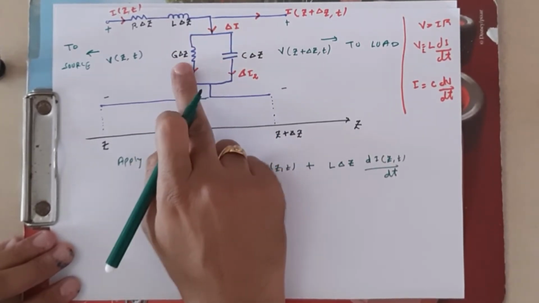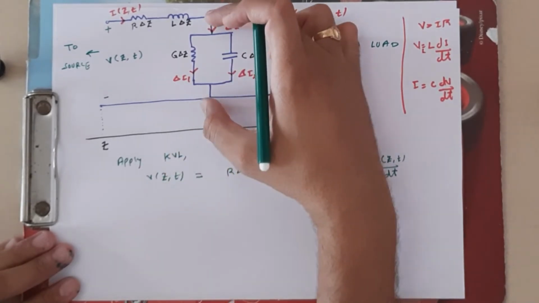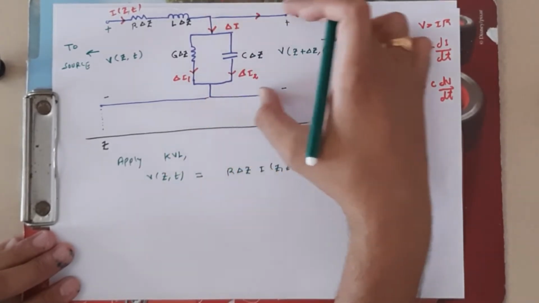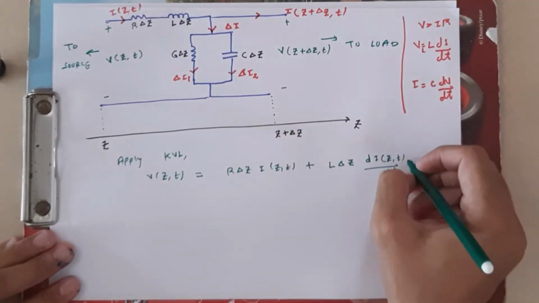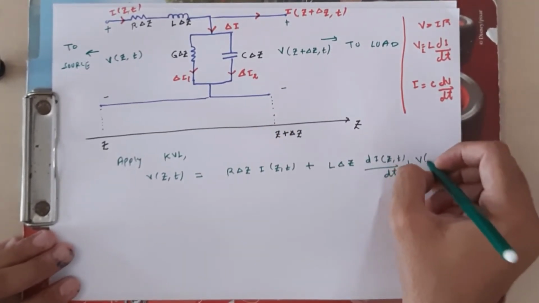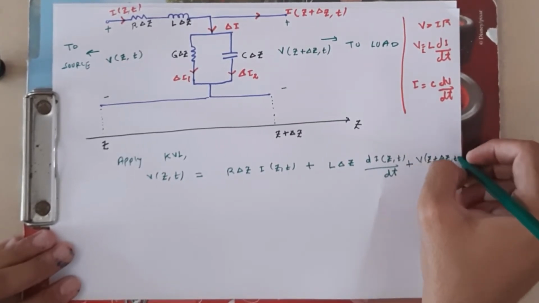Then these two components, the conductance and the capacitor, are both connected in parallel. So what is the voltage across these two components? It is nothing but V of z plus delta z, t. So we directly write here plus V(z plus delta z, t).